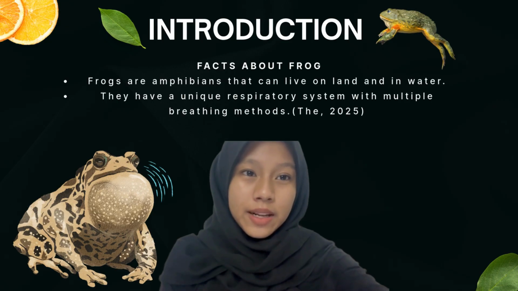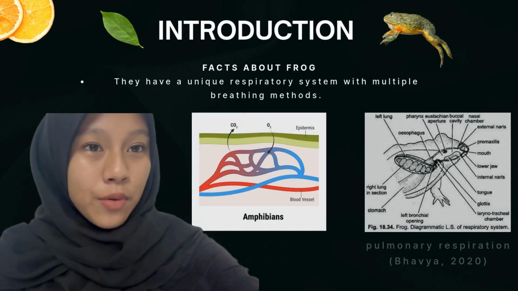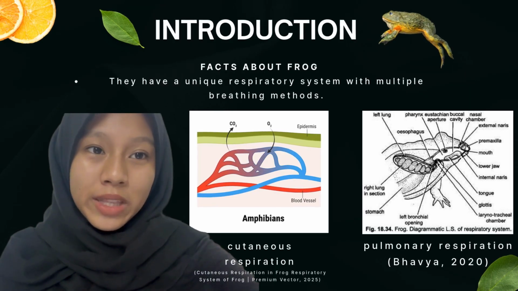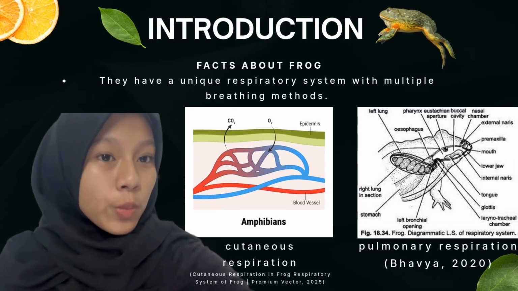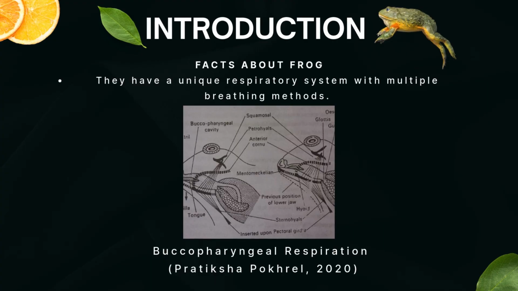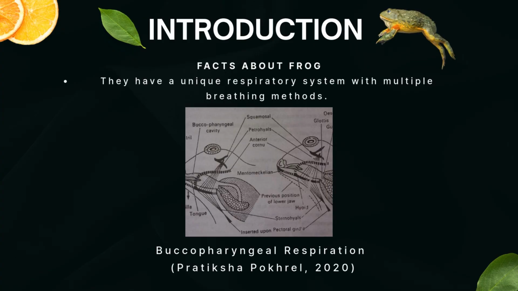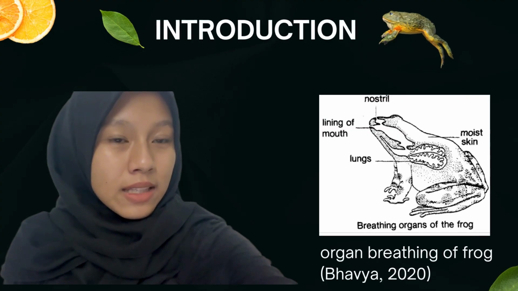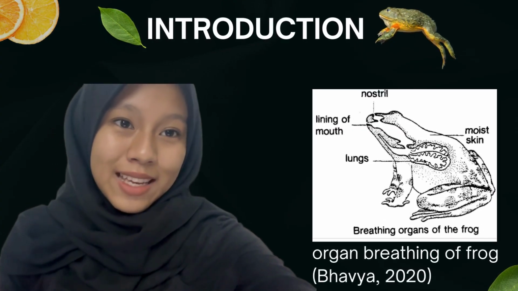Frogs are amphibians that can live in water and on land. They have a unique respiratory system and multiple breathing methods. They use cutaneous respiration and also pulmonary respiration for breathing. To add on, frogs also use bronchopharyngeal respiration through the mouth lining. This occurs when the frog is on land and inactive. The organs they use for breathing are the lining of the mouth, the lungs, and also the surface of the skin.